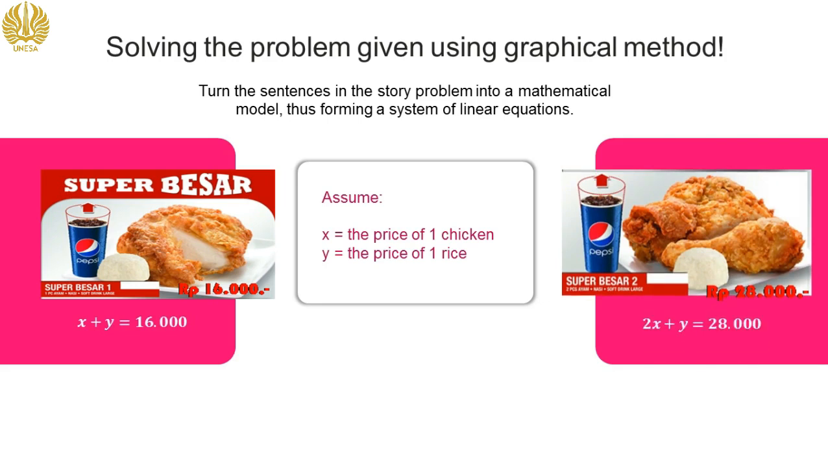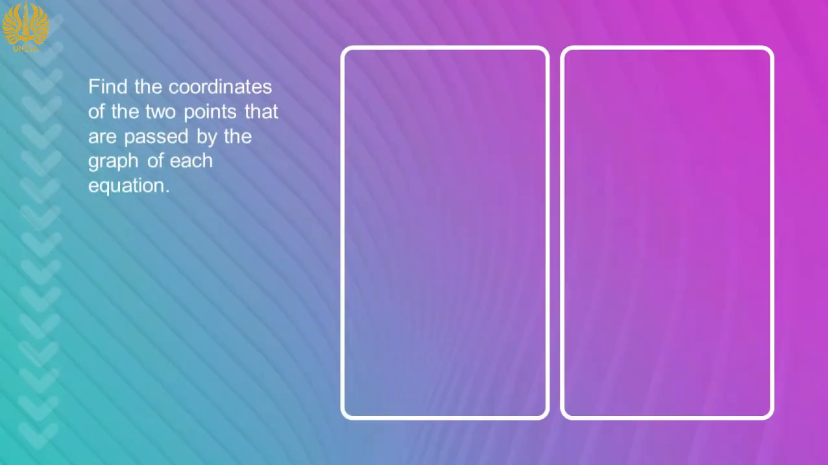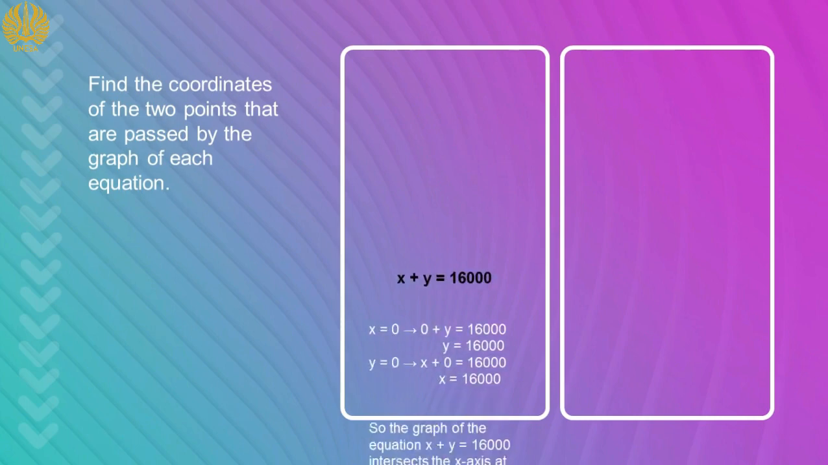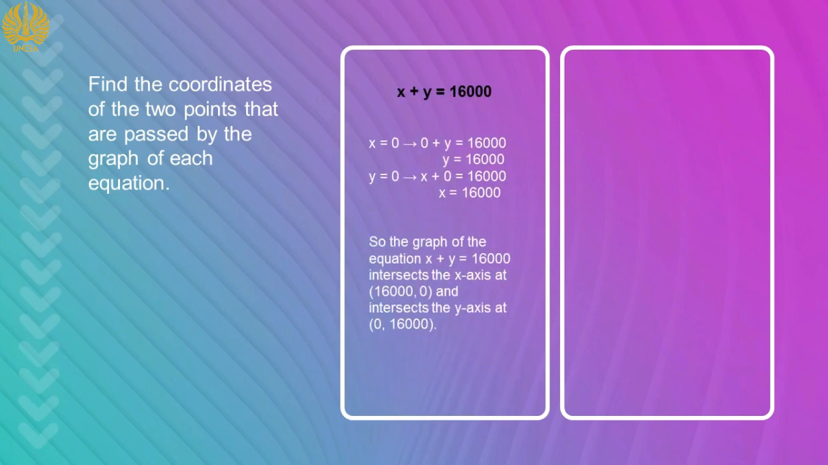Now from the second promo we have 2 chickens and 1 rice, so the mathematical model is 2x plus y is equal to 28,000 rupiah. Okay, now we find the coordinates of the 2 points that are placed by the graph of each equation. From the first equation, we get x plus y is equal to 16,000 rupiah.